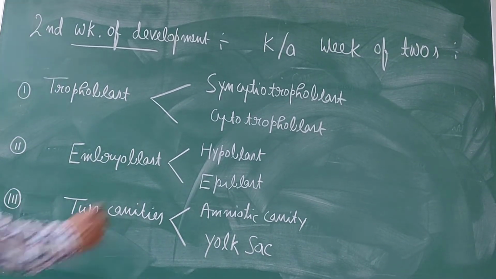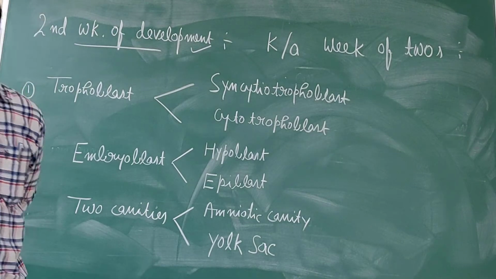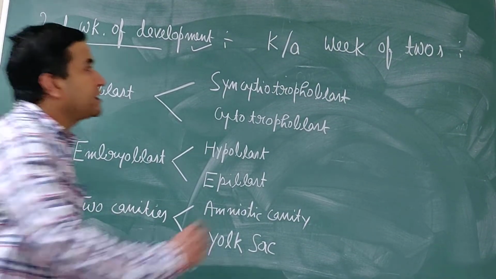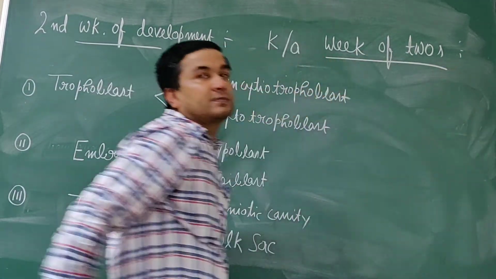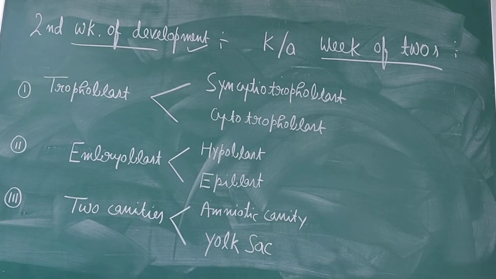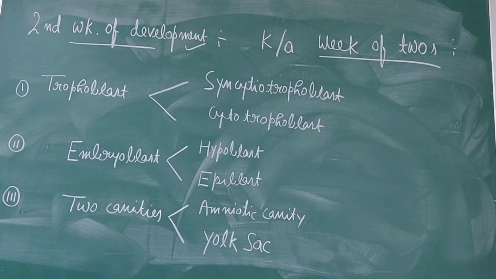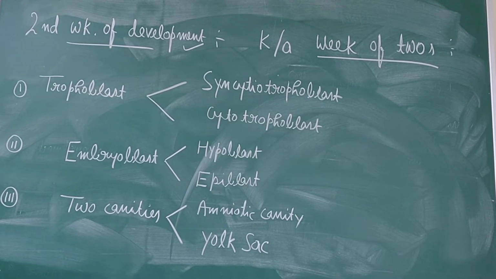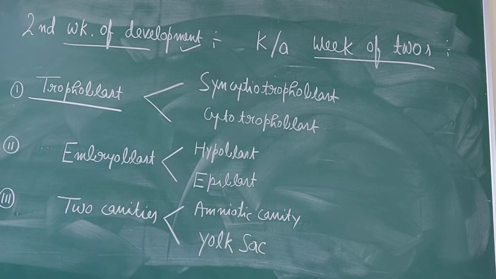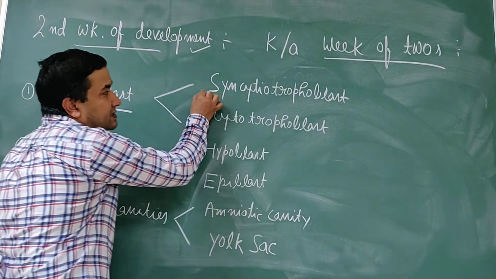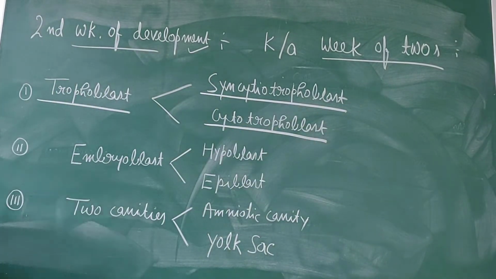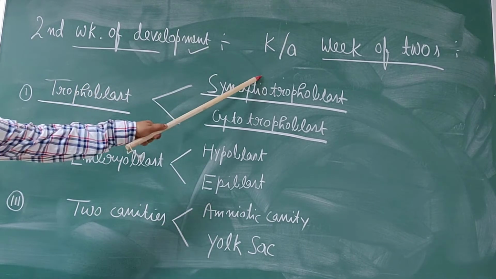Now, the brief introduction about the second week of development. The second week of development is also known as the week of the twos. Week of twos, and why? Because in the second stage there is differentiation. The trophoblast is differentiated into two parts: the syncytiotrophoblast and the cytotrophoblast. Now this trophoblast differentiated into the two parts.